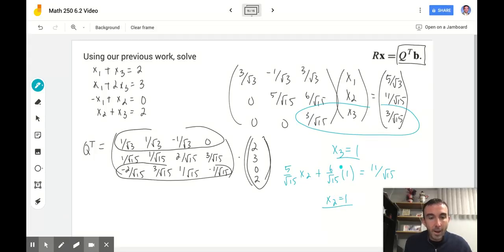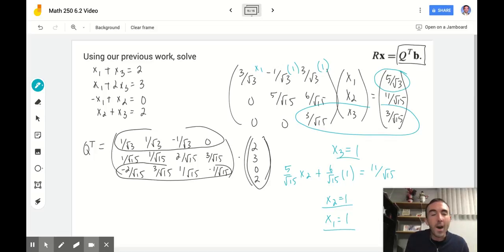And then last, you go back in and plug your 1s in up here. And we're looking to see what the value of x1 would be to give us 5 over radical 3. And by coincidence, that also happens to be 1. Don't expect this to happen every time. But this is yet another way.